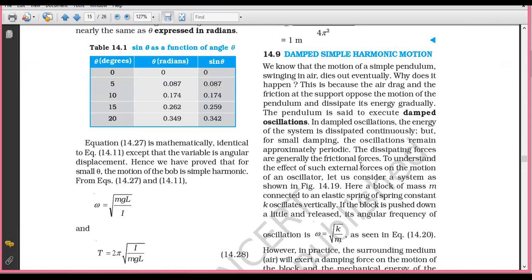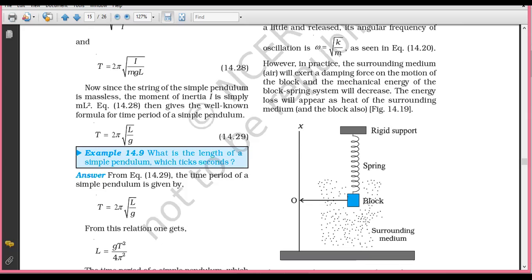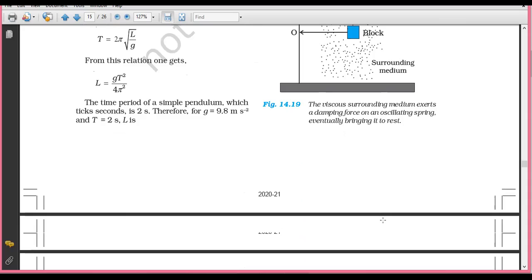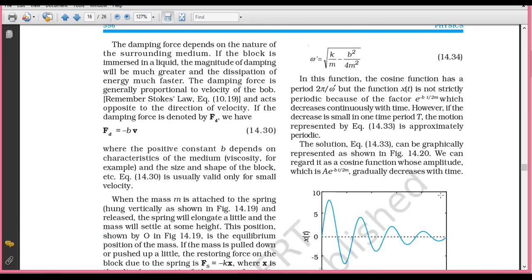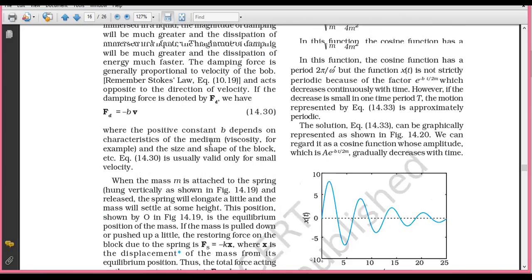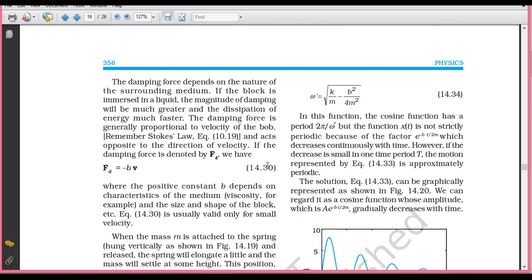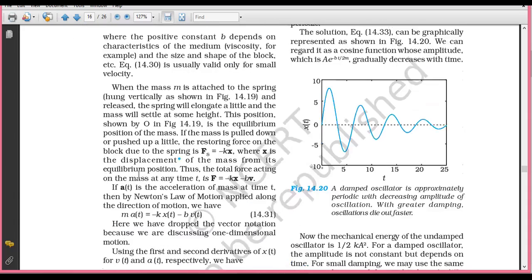Damped simple harmonic motion, we talked about it, right? So I showed you this diagram, surrounding medium. This is damped oscillation. This is bv. We talked about this. This is a vector. This is also a vector. So capital letter means vectors.